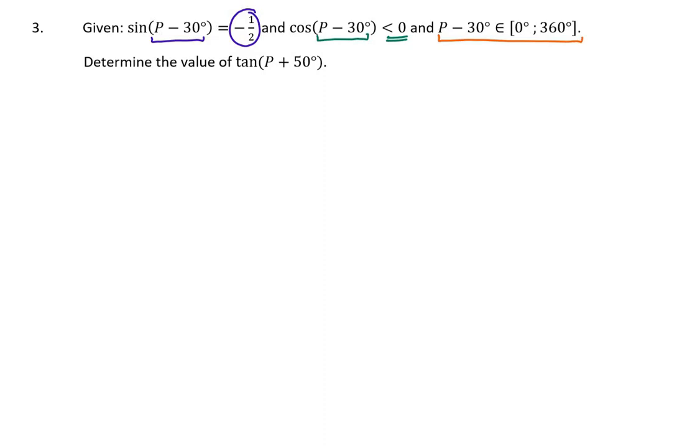So maybe I don't have to worry about k360 because I'm only talking about the first revolution. Now the question says to determine the value of tan p plus 50. Now it doesn't say without a calculator. So I'm assuming I need to solve for p, and then I can use my calculator to work out tan of p plus 50.